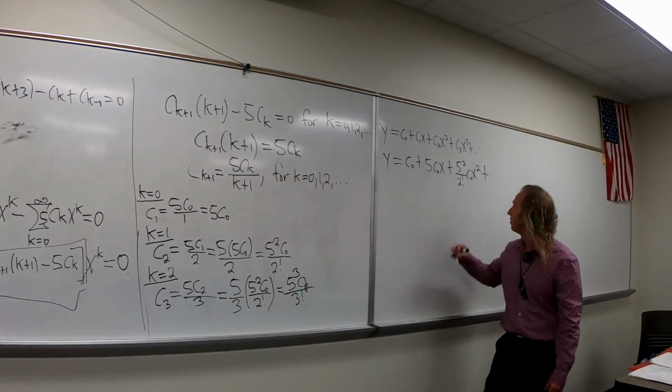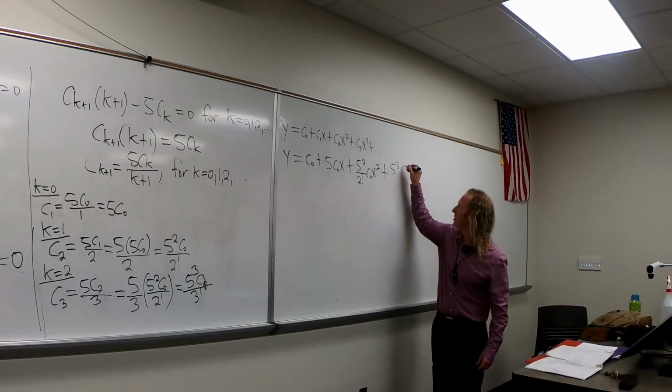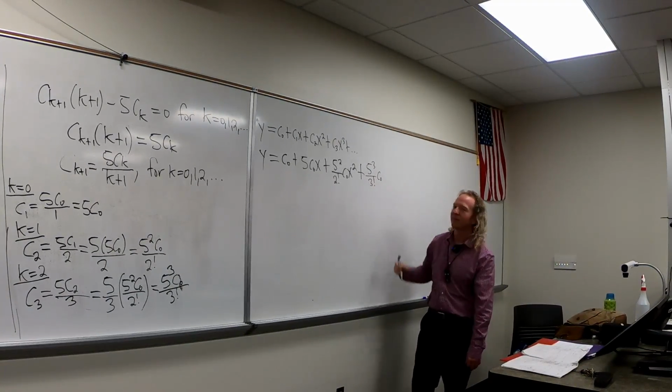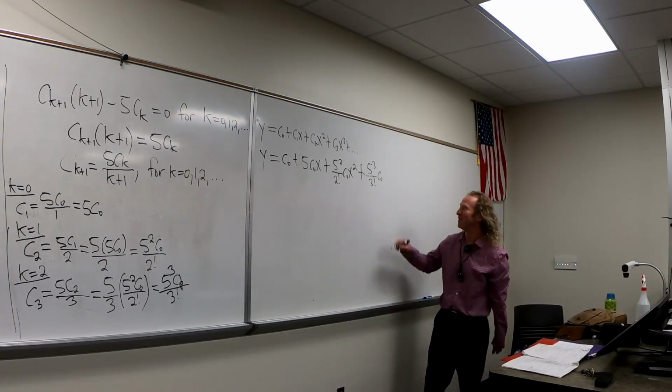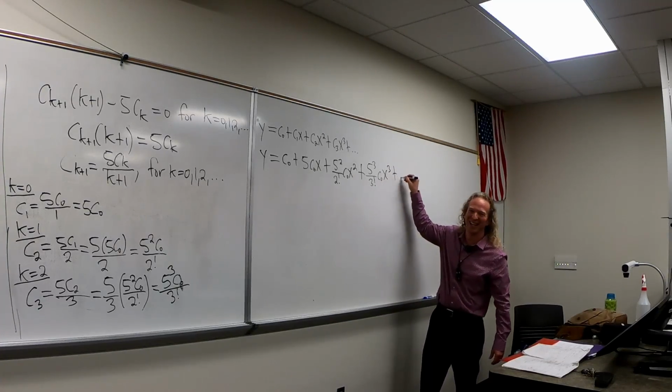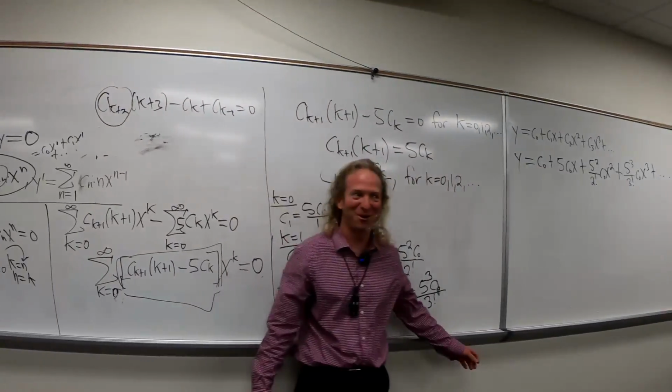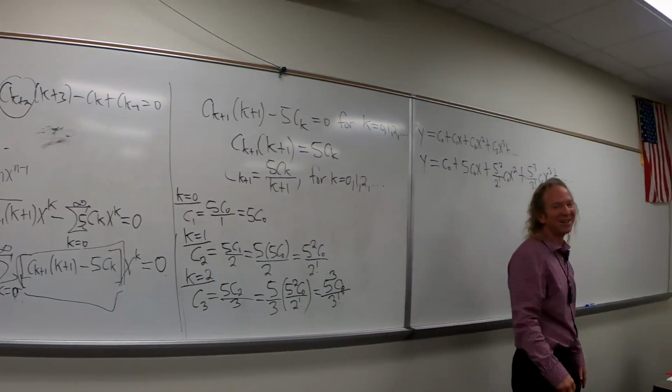Plus C3, so it'll be 5 cubed C sub 0, so 5 cubed over 3 factorial C0. I didn't forget, I'm doing it on purpose. X cubed. Put it next to the 6 there. All right. So we're here.